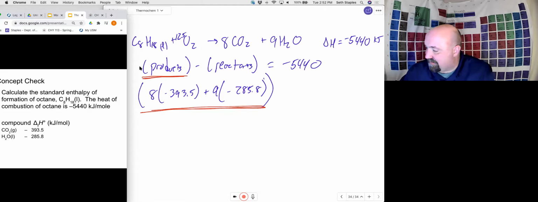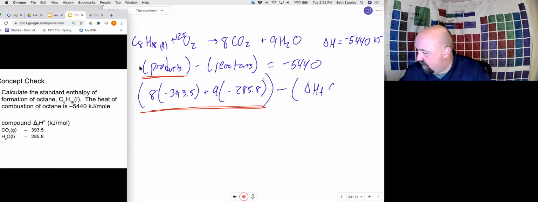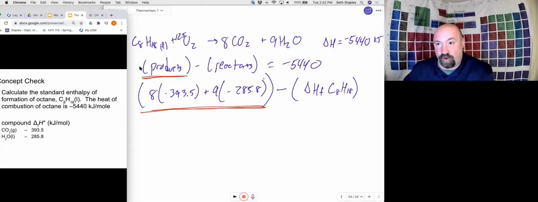Then we subtract that from the enthalpy of formation of our reactants. That's what we're looking for, though. Because remember, the O2 is going to be 0. But the enthalpy of formation of the C8H18, that's what we're ultimately looking for. And we know this equals negative 5440. And so now all we have to do is perform the algebra, just perform the math to this.